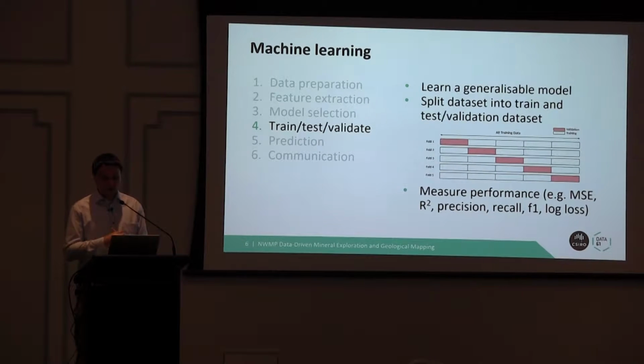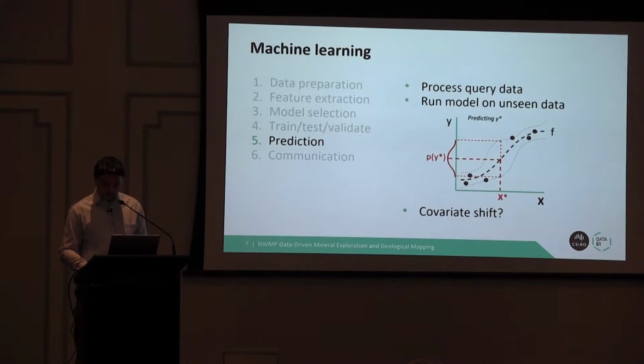We also use other performance measures like mean square error or the coefficient of determination, or something called precision or recall, which just measure how well the model works, how well can we map the true positives, or how much false positives do we generate in the model. After we do this, we can then predict for the data that the model has not seen.